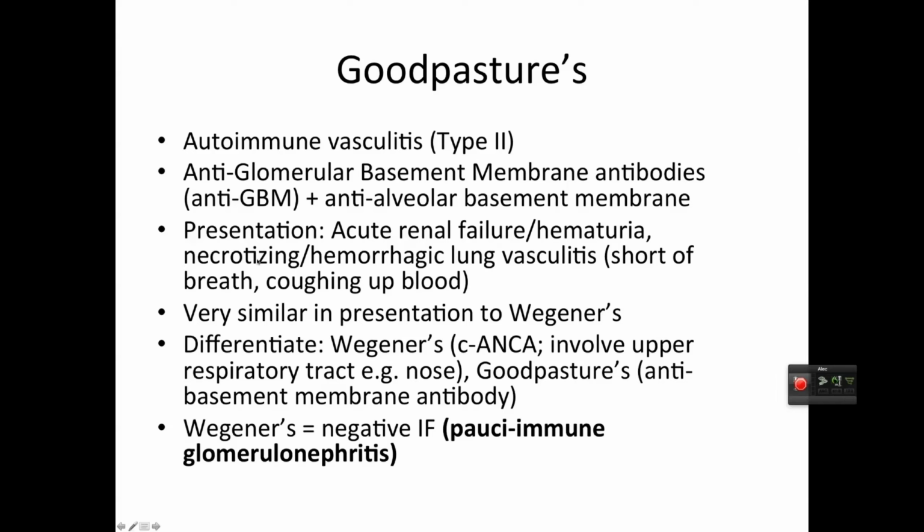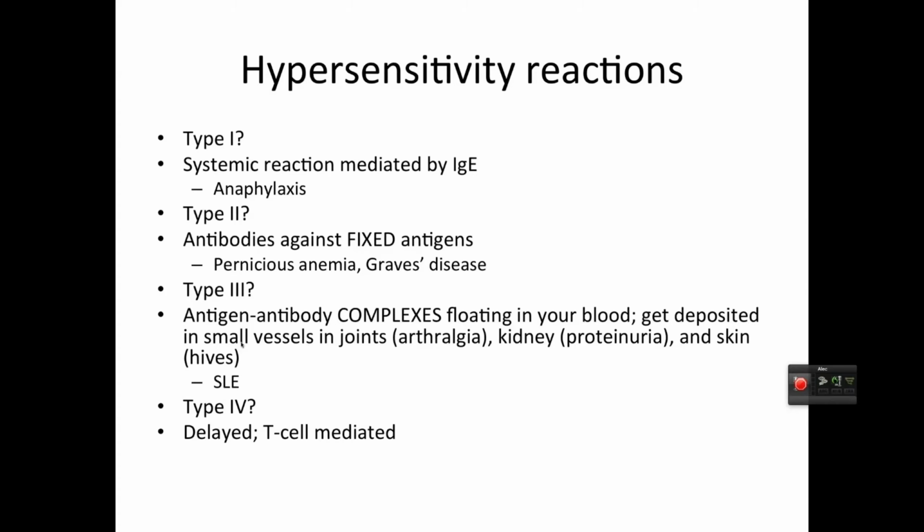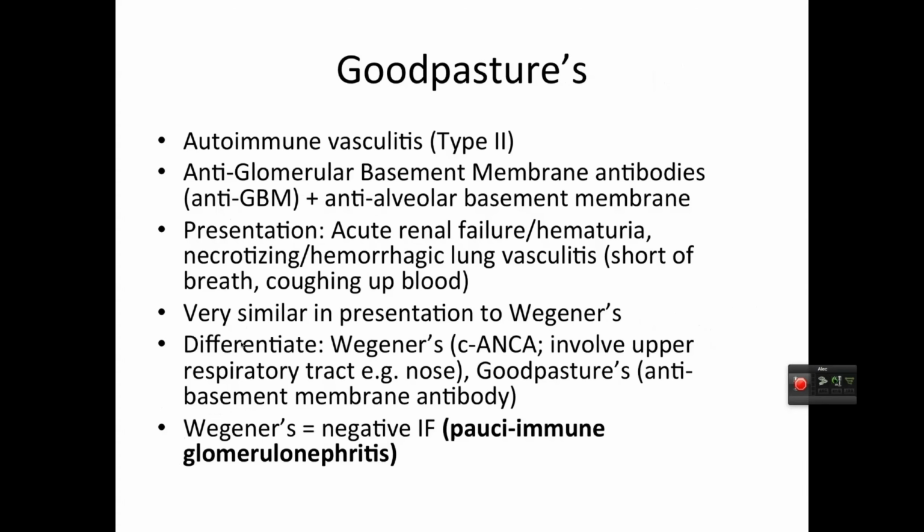So you have to know how it presents. Renal failure, so RPGN, basically rapidly progressive glomerulonephritis. It's very similar in presentation to Wegener's. How do you differentiate it from Wegener's? The lungs. What do you mean, the lung? Upper respiratory. Yeah. So a bloody nose is something that you would see with Wegener's, but you shouldn't really see it with Goodpasture's. That, and one is ANCA mediated and one is the glomerular basement membrane. And then Wegener's is negative IF. We'll talk about that in a sec, but keep that in the back of your mind.